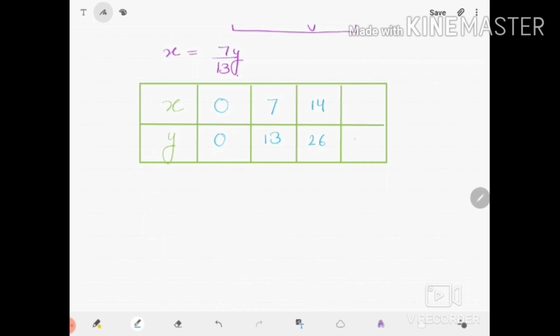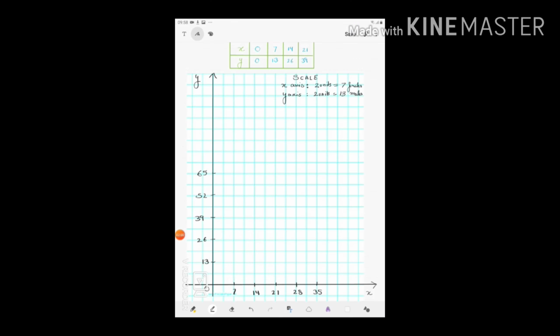I'll take one more. So if I take Y equals 39, all the numbers I will consider as the value of Y can be cancelled by 13 in order to have a whole number for convenience in plotting the graph. So X is equal to 21. These are the values I am getting.